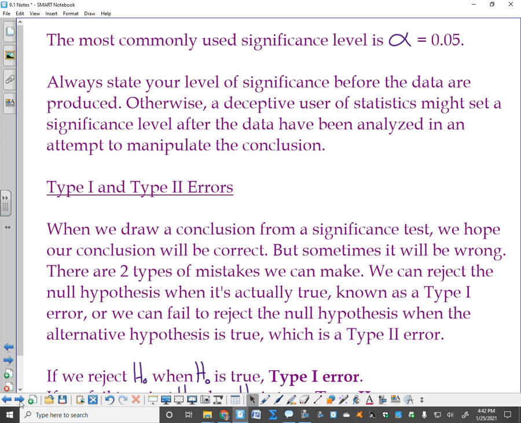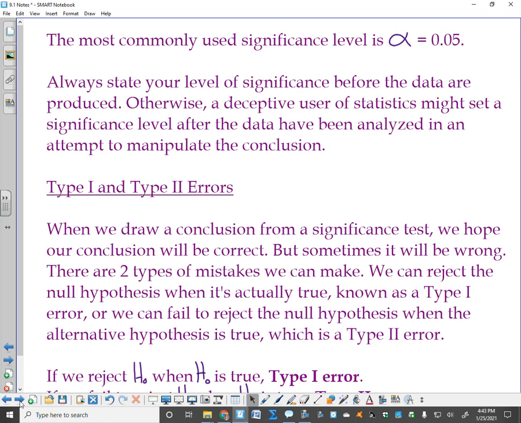Okay. The most commonly used significance level is alpha equals 0.05, so 5%. But you always need to state your level of significance before the data is produced. Otherwise, a deceptive user of statistics, which is like 50% of all statisticians, might set a significance level after the data has been analyzed in an attempt to manipulate the conclusion.